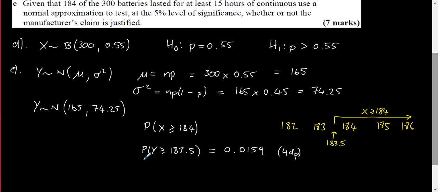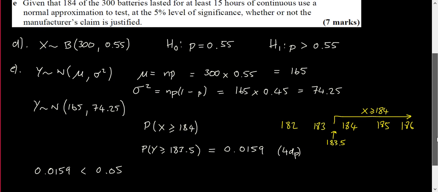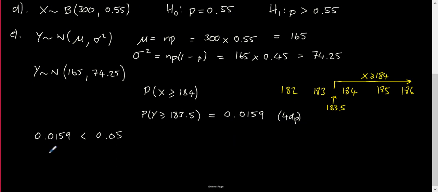So the probability of y being greater than or equal to 183.5, which represents x being greater than or equal to 184, is this value here. Now, in order to complete the hypothesis test, we compare this with our significance level, and we say that 0.0159 is less than 0.05, which was our 5% significance level, and so therefore we have a significant result.